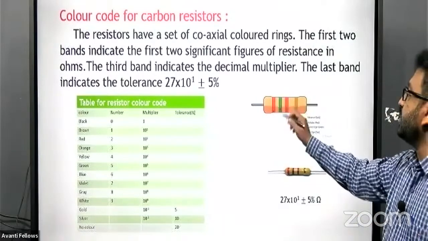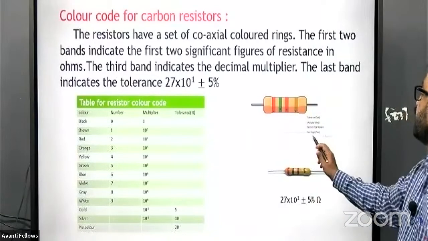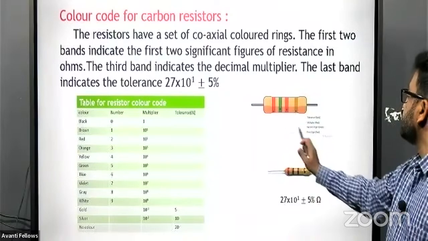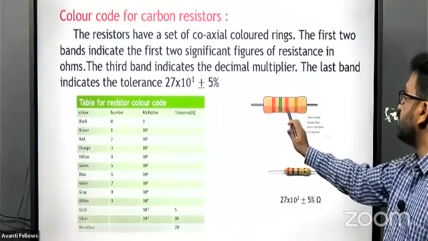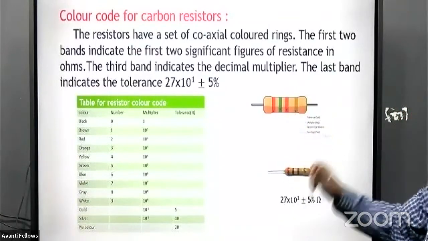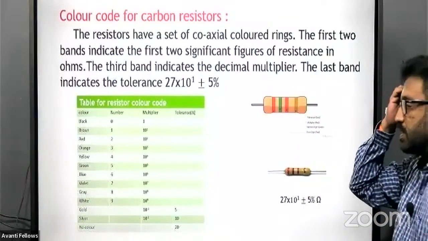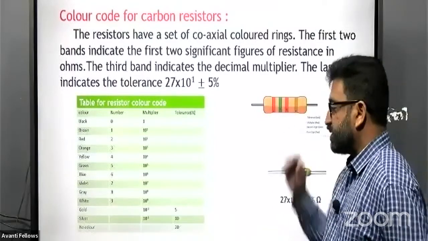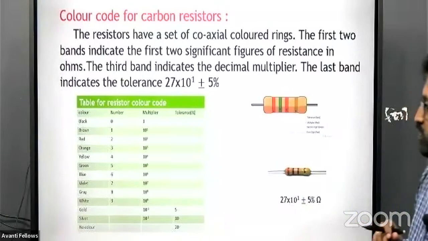Okay, so there are three different lines. The first one is a digit line. The second one is again a digit line. The third one is a multiplier. This is the tolerance level. Different numbers are assigned to the different colors. Black has the number 0, brown 1, like that. White has got the number 9.